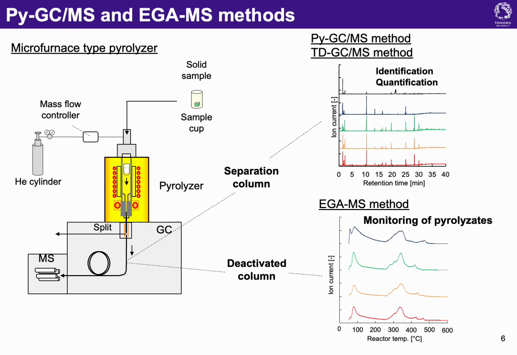As many of you might know, Pyrolysis-GC is available for identification of pyrolysates by employing a separation column, which is called the PY-GC/MS method. Also, when you set a lower temperature than polymer degradation, organic additives in the polymer can be analyzed by GC/MS without influence of polymer pyrolysates, which is called the thermal desorption GC/MS method. When you employ a deactivated column, you can conduct in situ monitoring of the evolved gas. These are conventional ways of using pyrolyzer GC/MS.